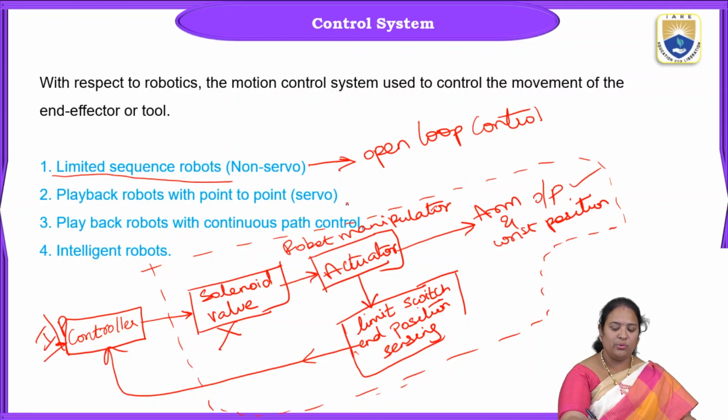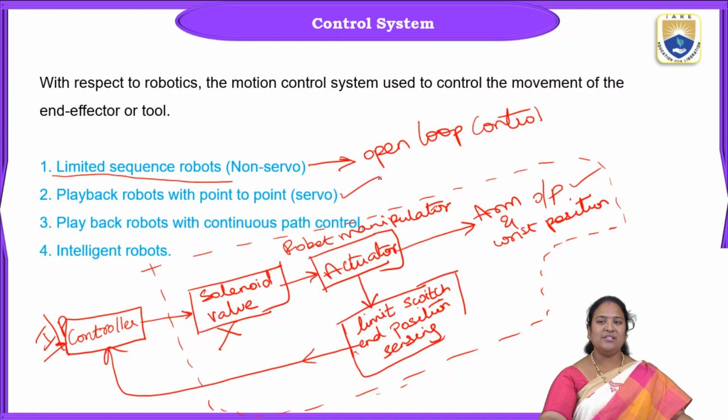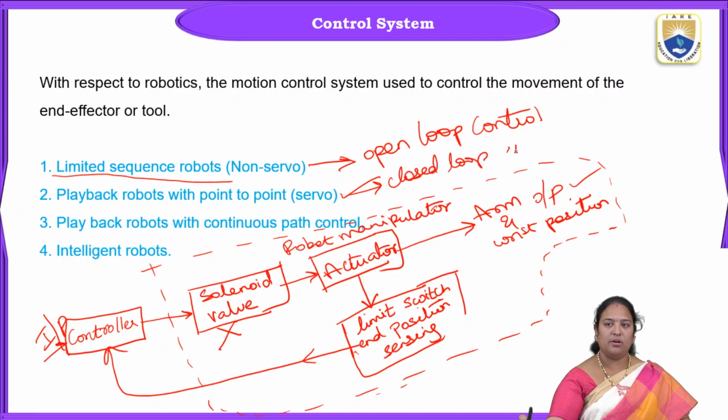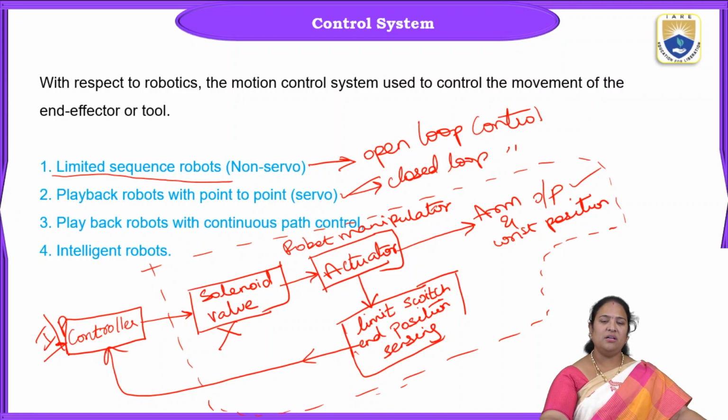Next, we'll be moving on to the servo controller. As I've told you, what do we mean by servo controller? A servo controller is nothing but a closed loop controller. Again, this type of servo controller also works with the help of a diagram. So, what is that diagram we will be seeing here?